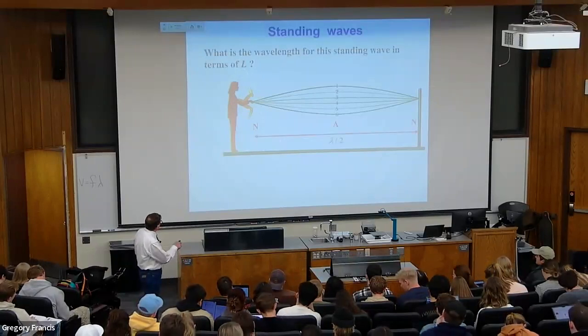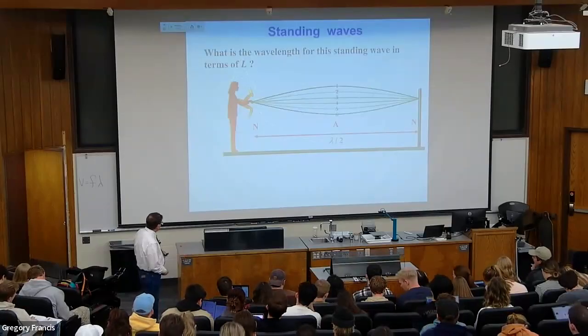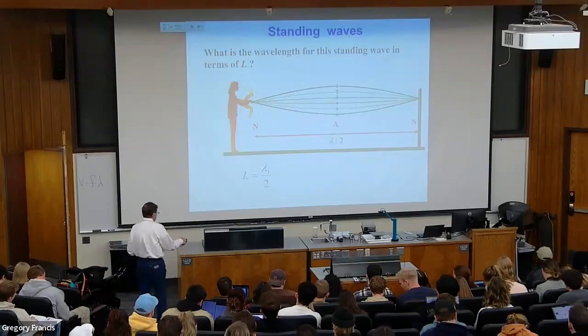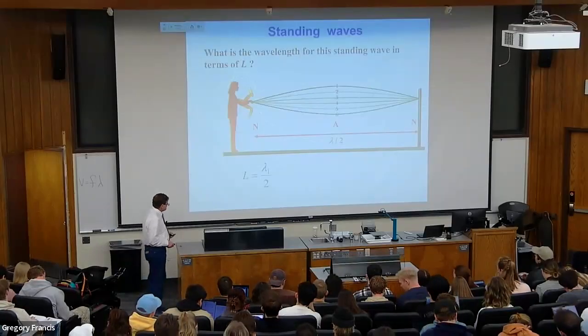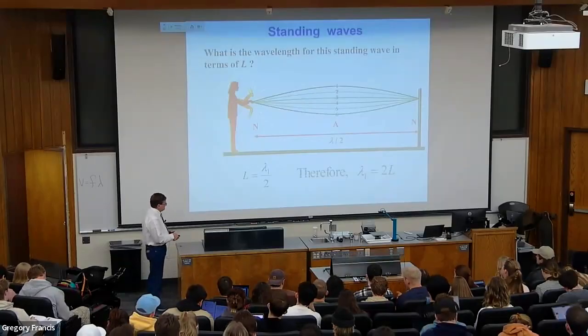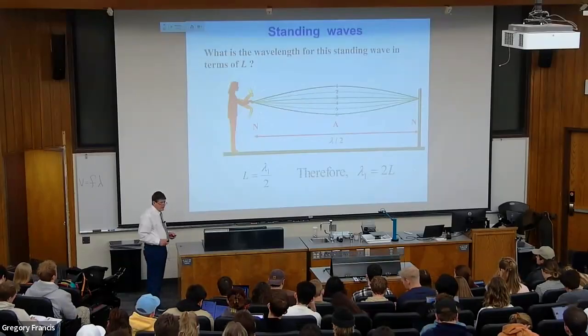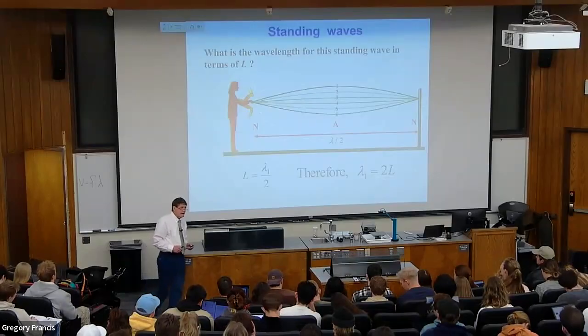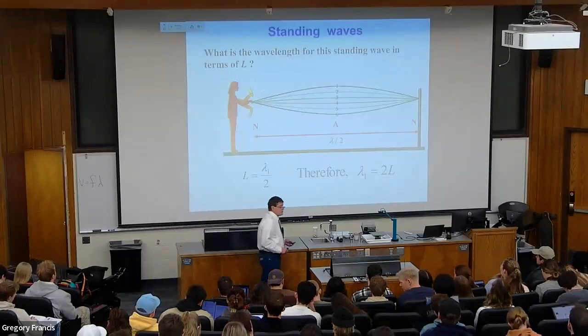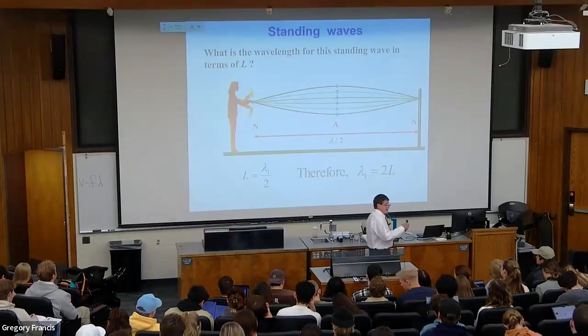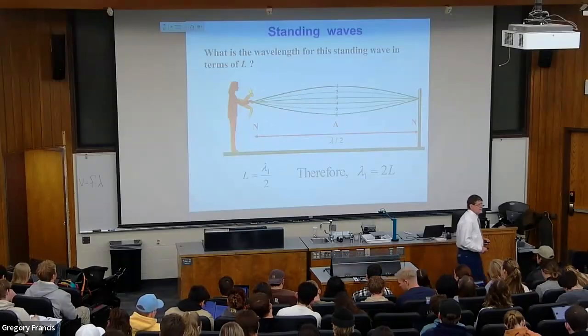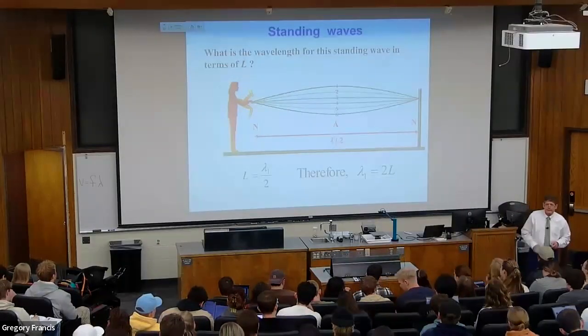And if I let L, capital L, be the length of the spring, that means my capital L is just half a wavelength. If I solve that for the wavelength, it's going to be twice the length of that spring. And if I put that into my wave equation, I can find the frequency at which I would have to wiggle my hand to make that happen.